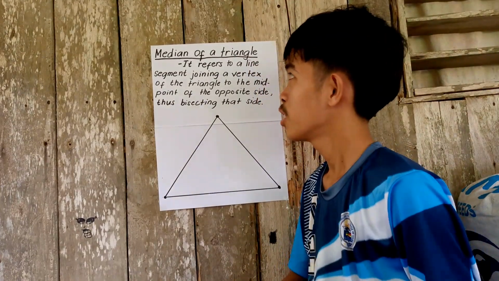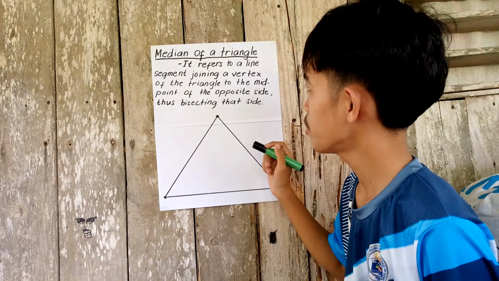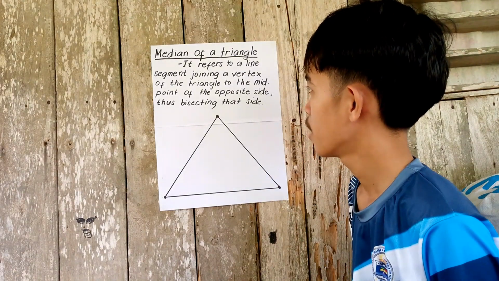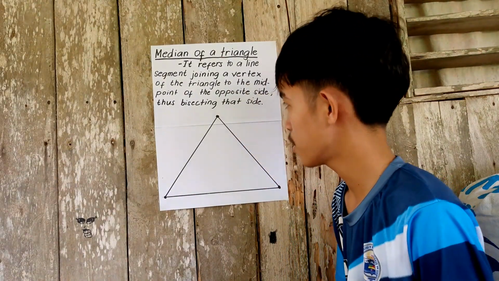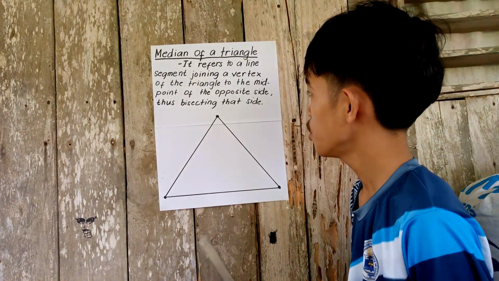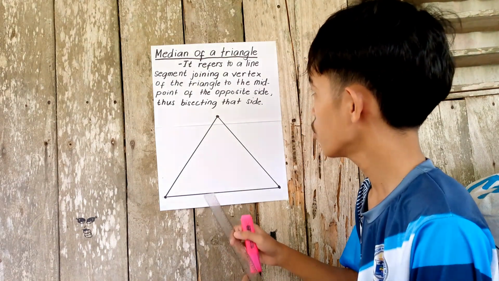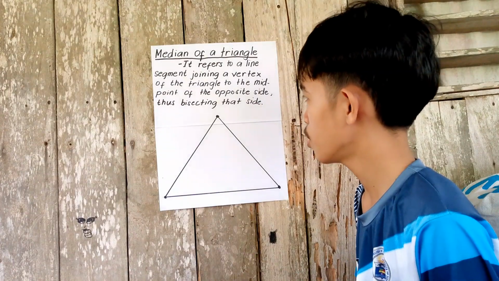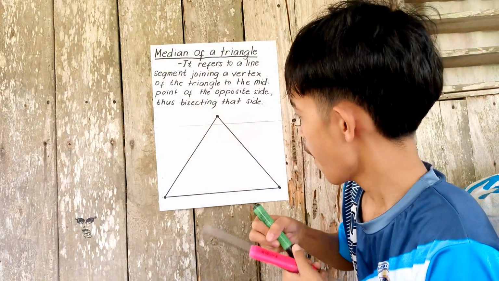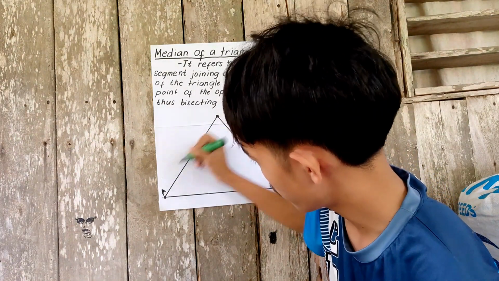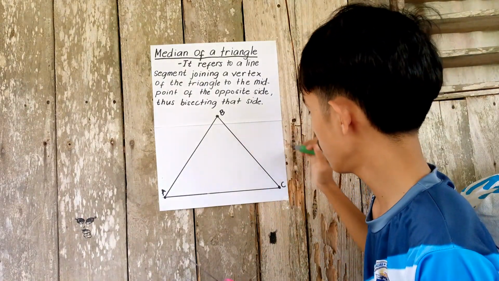So, the median of a triangle refers to a line segment joining a vertex of the triangle to the midpoint of the opposite side, thus bisecting that side. It says that the median of a triangle is a line segment joining a vertex to the midpoint of the opposite side. So let's assign a point in this triangle: point A, point B, and point C.